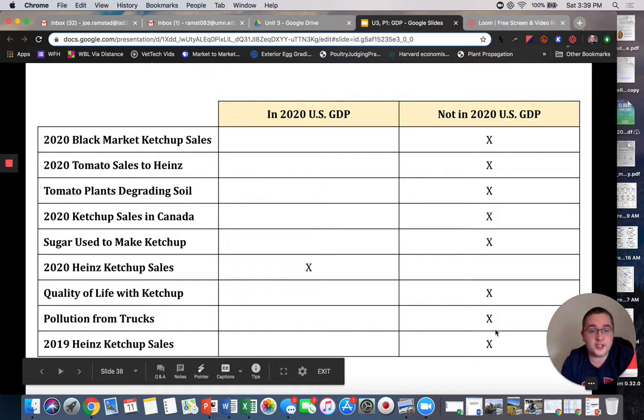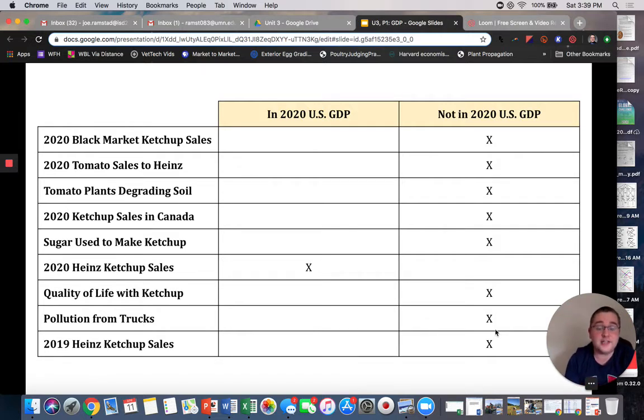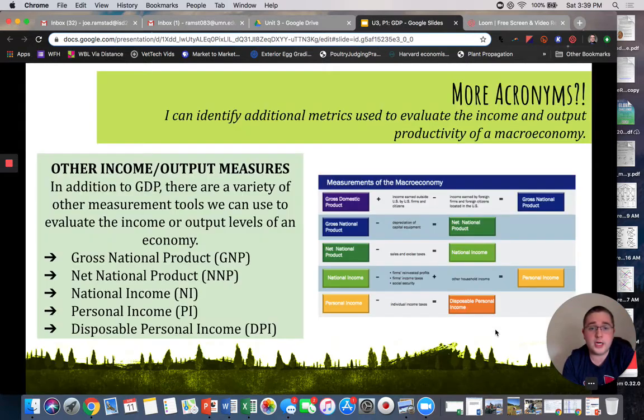So hopefully your chart looks something like this. If not, I would encourage you to hit pause and rewind and go back to some of the earlier slides and review. But I'm pretty confident most of you likely got all of these right. So keep up the good work.